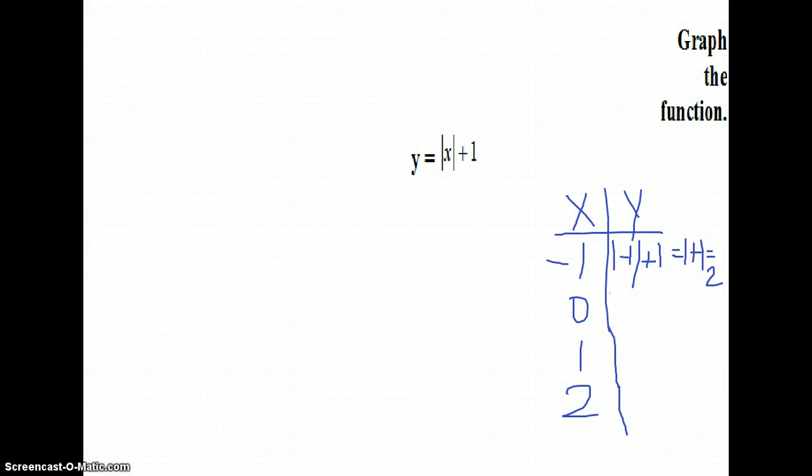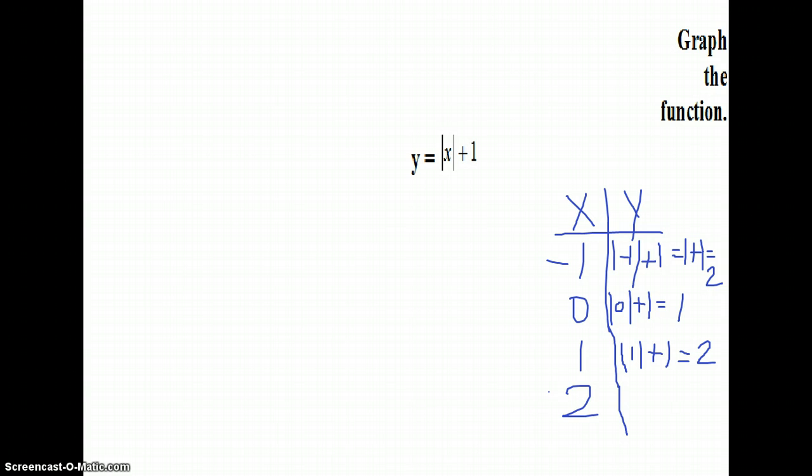Next up, plug in 0. So we have the absolute value of 0 plus 1. Absolute value of 0 is still 0, plus 1 will give you positive 1. Next, replace x with positive 1. The absolute value of 1 is still 1, plus the 1 that's already there will give you positive 2.